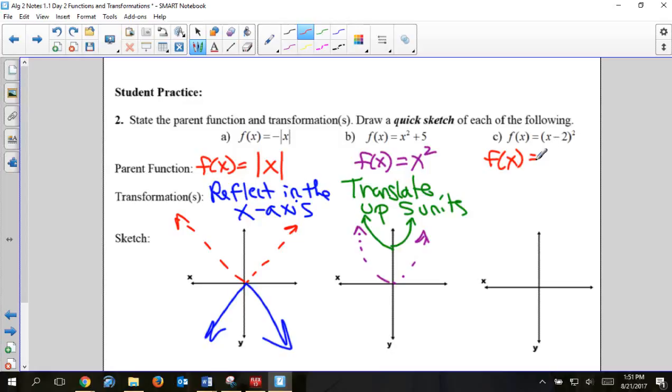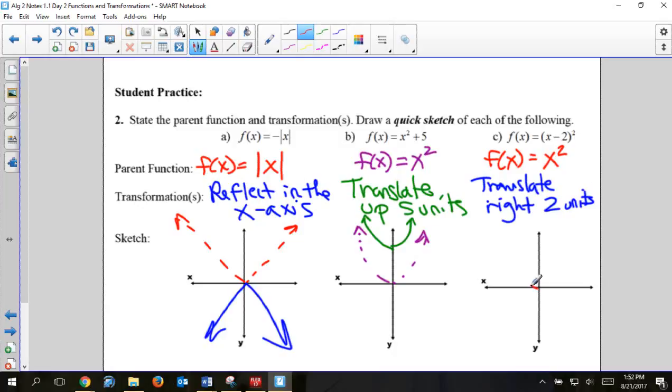so our parent function is f of x equals x squared. So now the transformation. Is there parentheses? Yes. What's happening inside of the parentheses? Subtracting 2. So since it's adding or subtracting inside, it's going to be horizontal, and it's going to be opposite of what we think. So it's going to be translate which direction? Correct. Right 2 units.